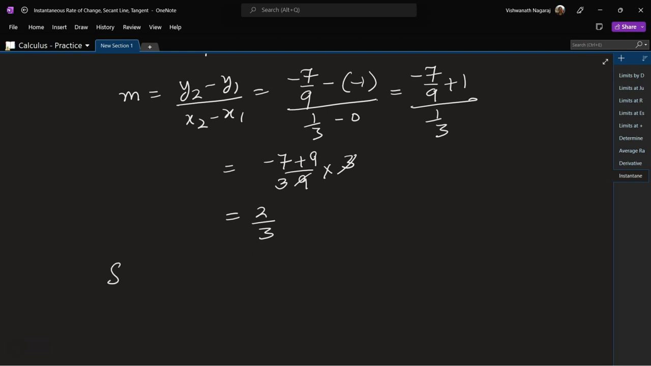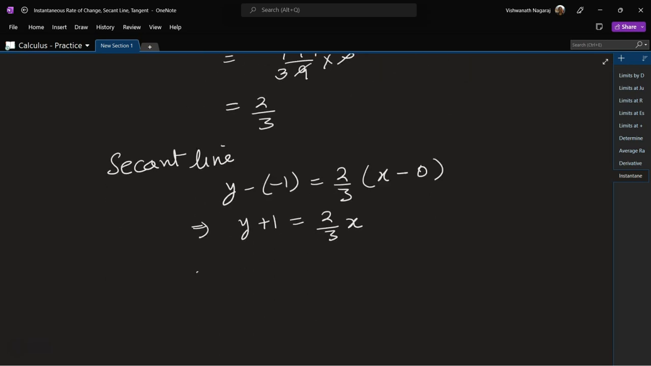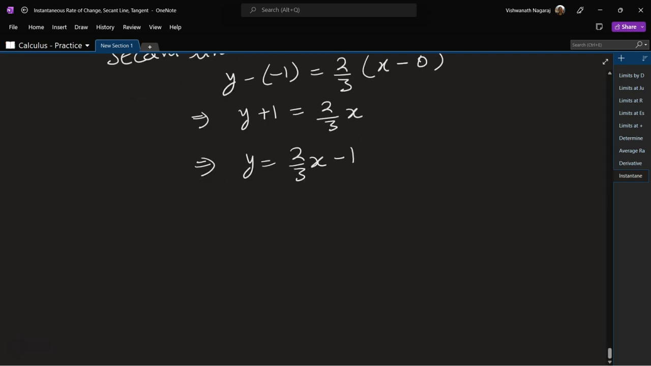We pick up one point and write the secant line equation. So secant line would be y minus y1, that is minus 1, is equal to 2 by 3, the slope, times x minus 0, which implies y plus 1 is equal to 2 by 3x, and it implies y is equal to 2 by 3x minus 1. So that is the secant line. Now the tangent line.